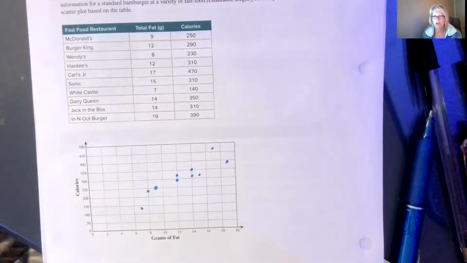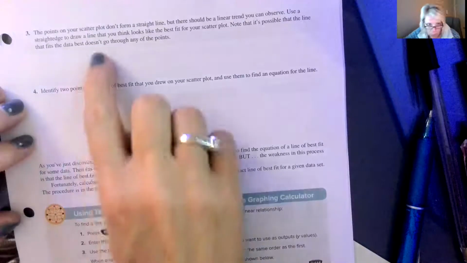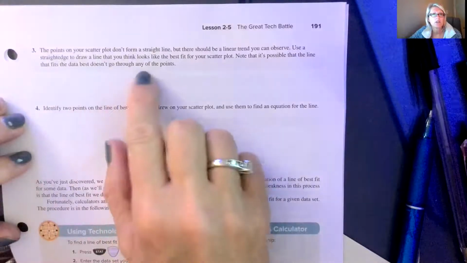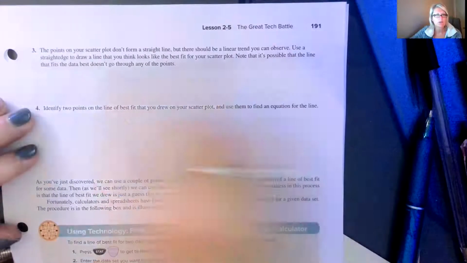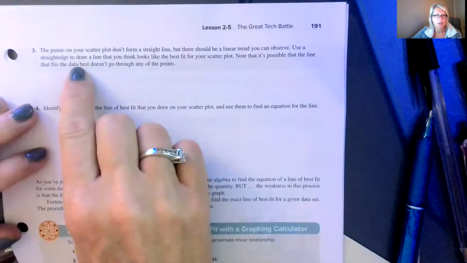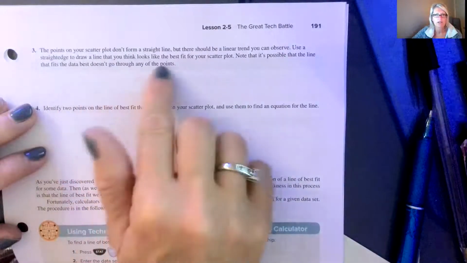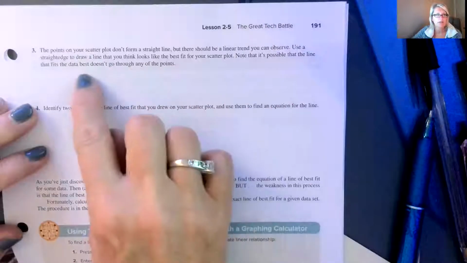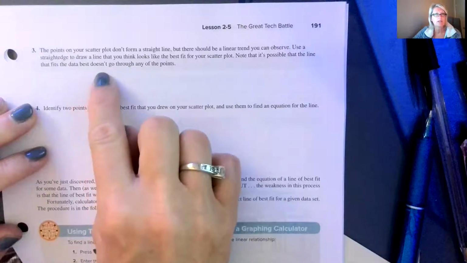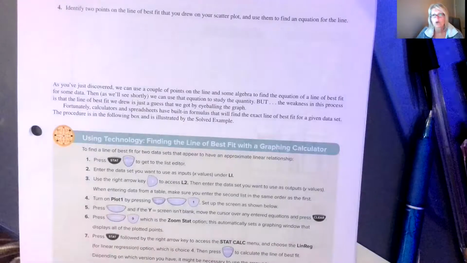Once you have that drawn, let's go to the next page. It says, the points on your scatter plot don't form a straight line, but there should be a linear trend you can observe. Use a straight edge. I'm going to use a piece of paper to draw a line that you think looks like the best fit for your scatter plot. Note that it's possible that the line that fits the data best doesn't go through any of the points. So I want you to draw your own line.